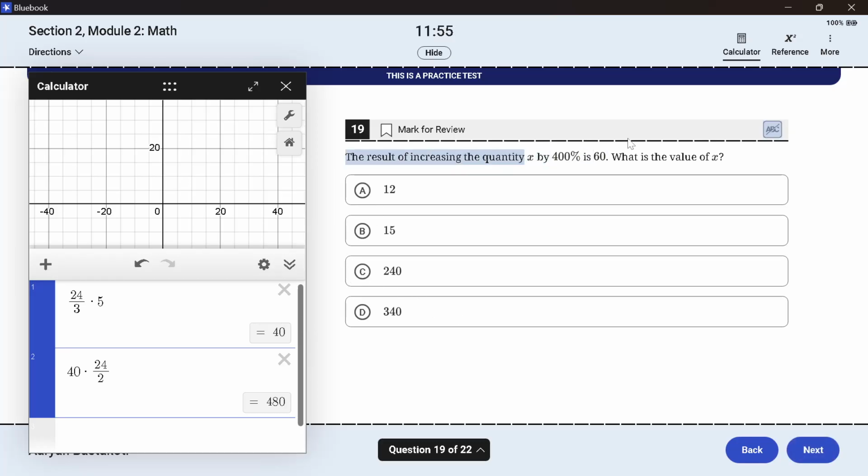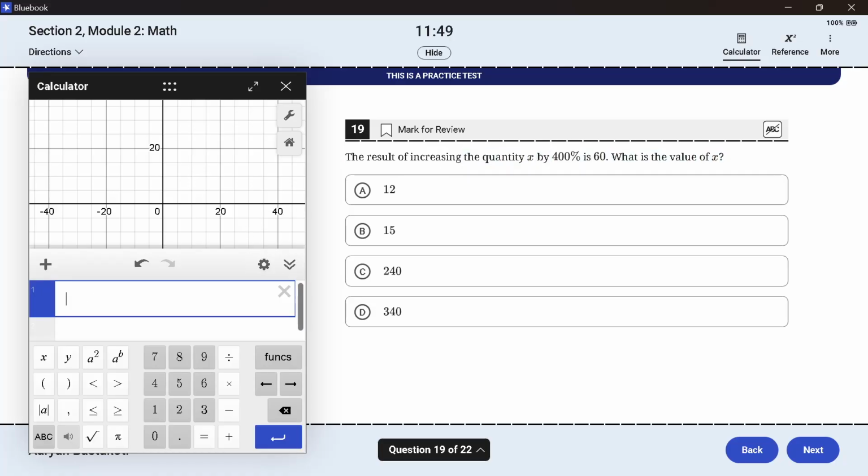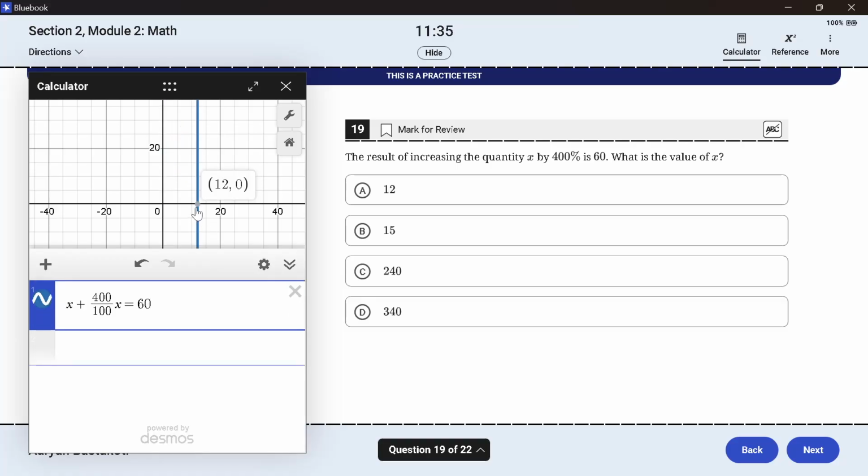The result of increasing quantity x by 400% is 60. What is the value of x? So x plus 400 by 100 times x is equal to 60, right? So what is the value of x? X is 12.